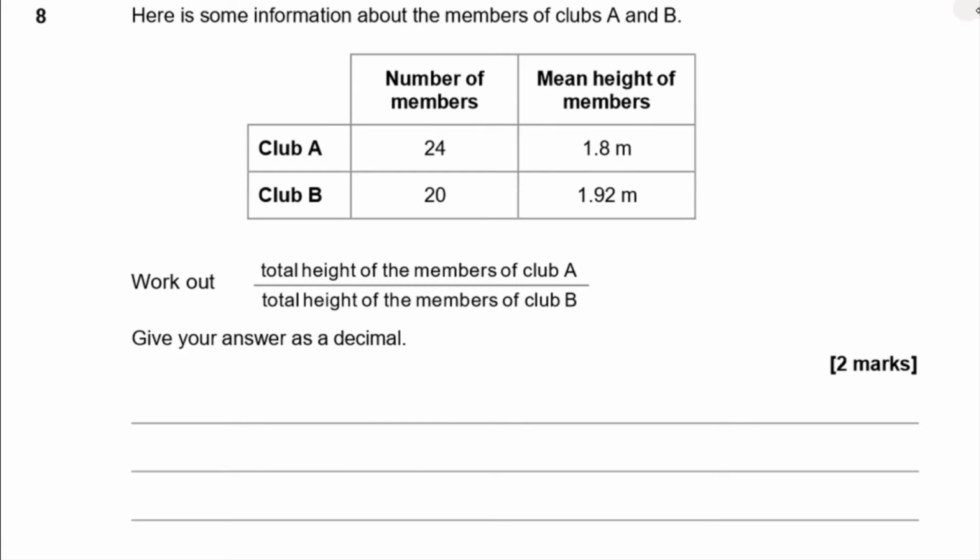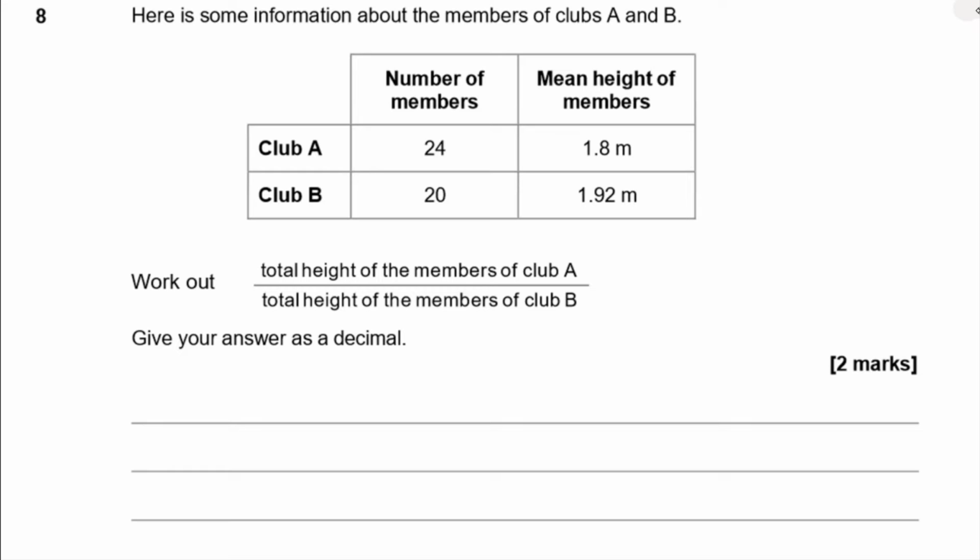Question 8. Here is some information about members of clubs A and B. Club A, number of members is 24 and the mean height of the members is 1.8. Club B is a club for giants. There are 20 of those and the mean height is 1.92 meters. Work out the total height of members in Club A divided by the total height of members in Club B. Give your answer as a decimal.